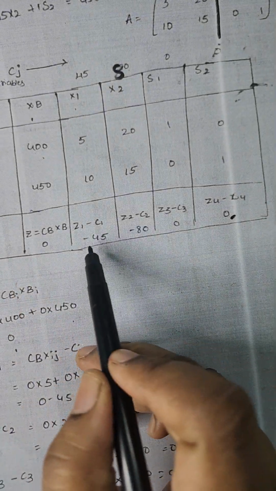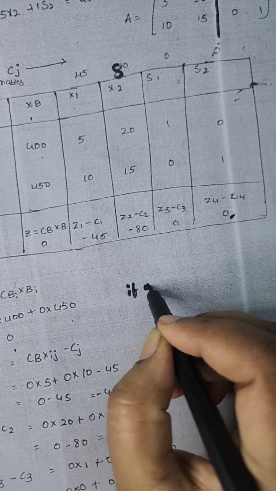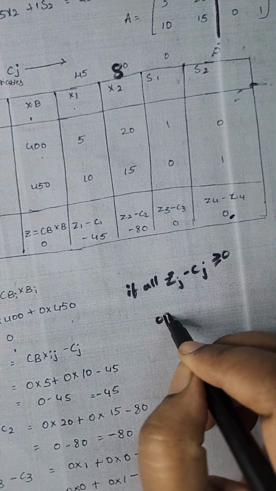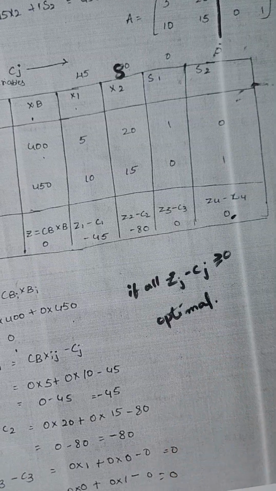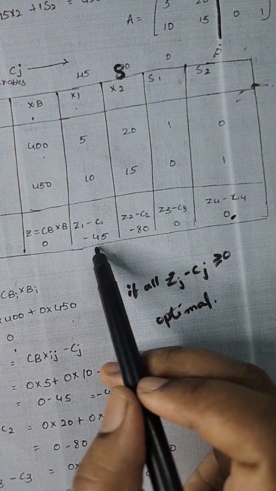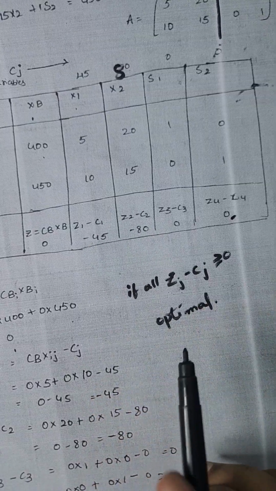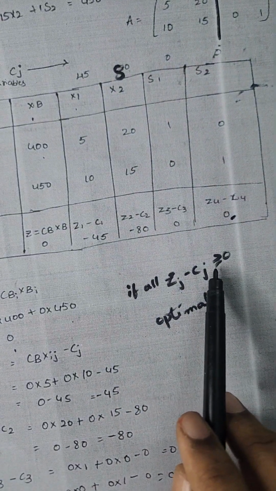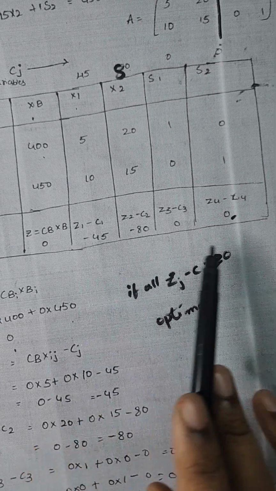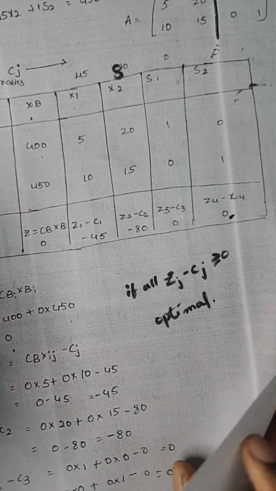Now if all the zj minus cj values are greater than or equal to 0, the solution is optimal. Otherwise the solution is not optimal. So in this last row, one negative value is there, another negative value is there. So the solution is not optimal. Greater than or equal to 0 means either it should be 0 or positive. It should not be negative, but here it is negative. So the solution is not optimal. So what we do, we'll do the further process.